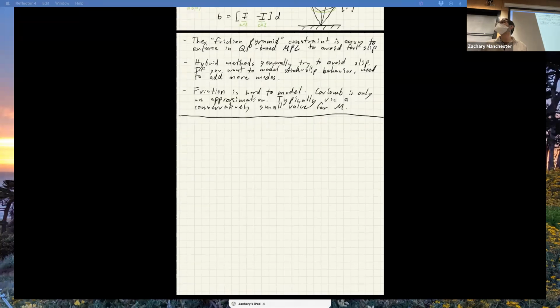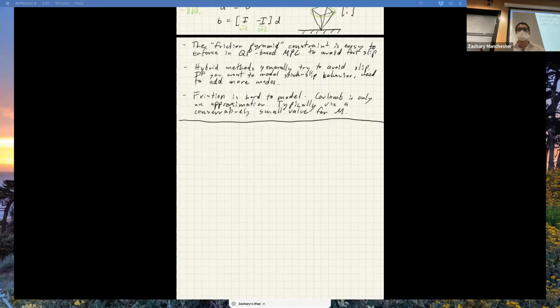All right, so changing gears. We are now going to talk about what happens when your model is bad. And this is a big topic.